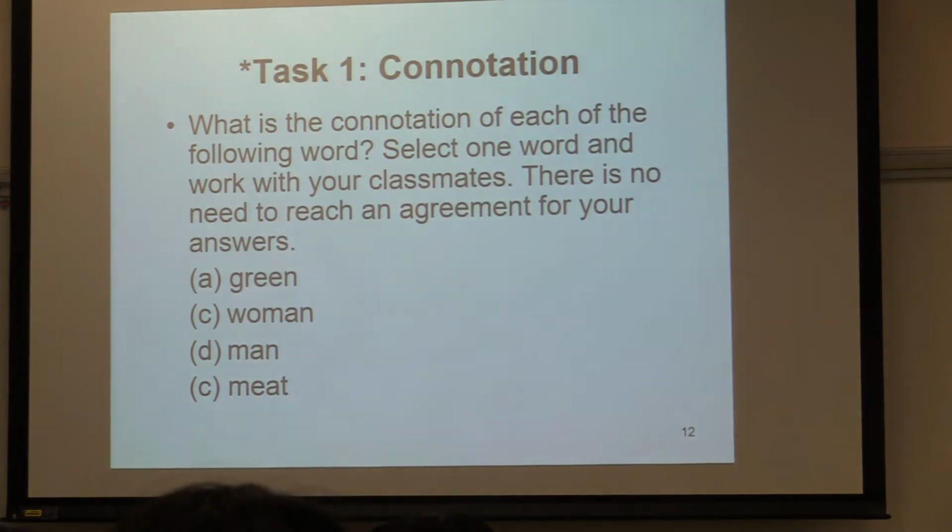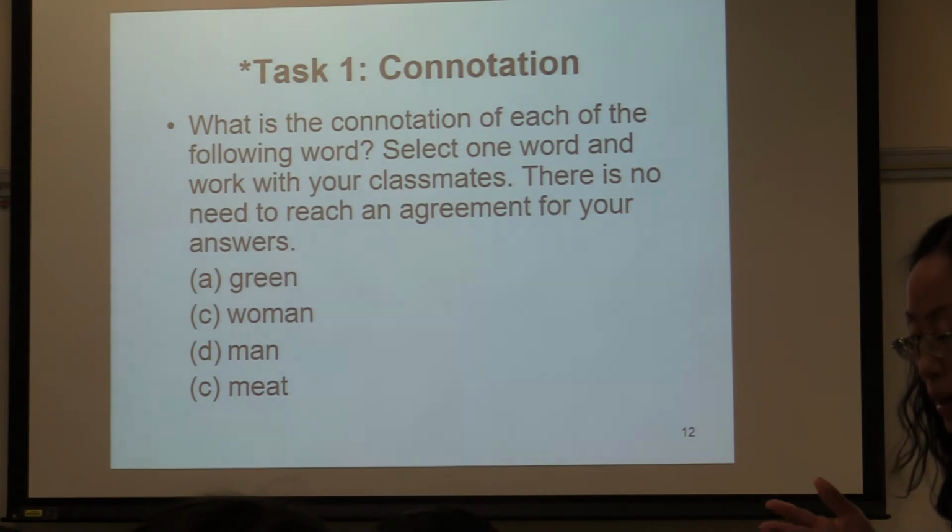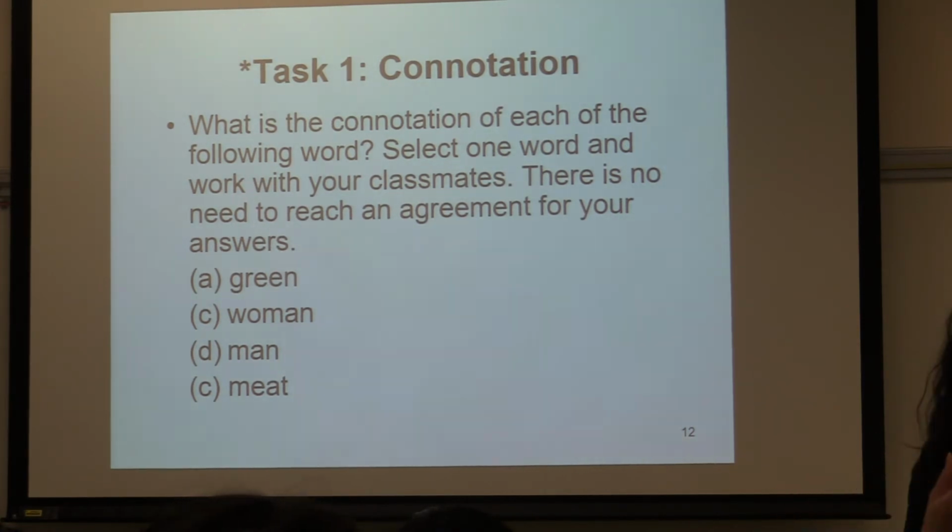So for green, can you tell me your connotation for green? What is the connotation for green? Rash. Energetic. Hope. What about you? New. Green. When you say someone's green, you actually mean a new student or new colleague, someone who doesn't have a lot of skills.